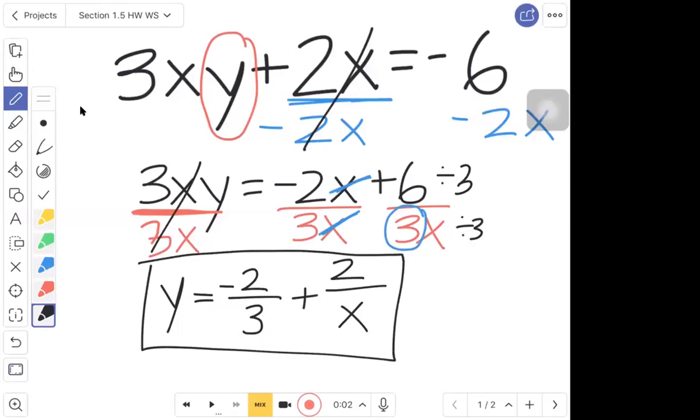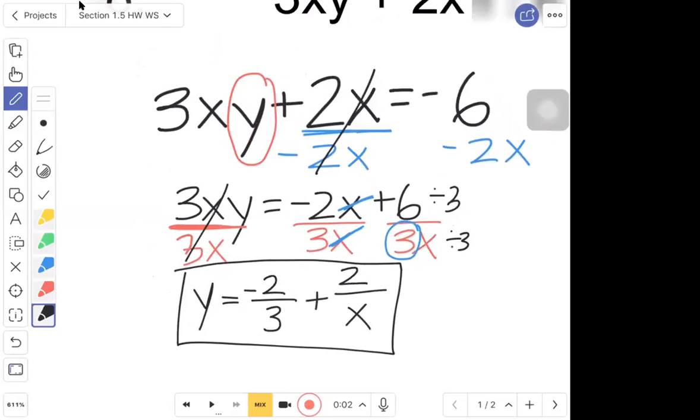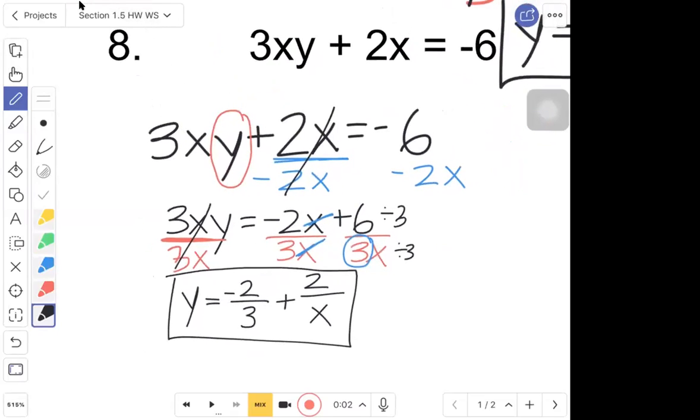And that's our answer. Any questions on this one or any other problems you wanted me to go over from the homework? Could you do number 9? 9, yeah.